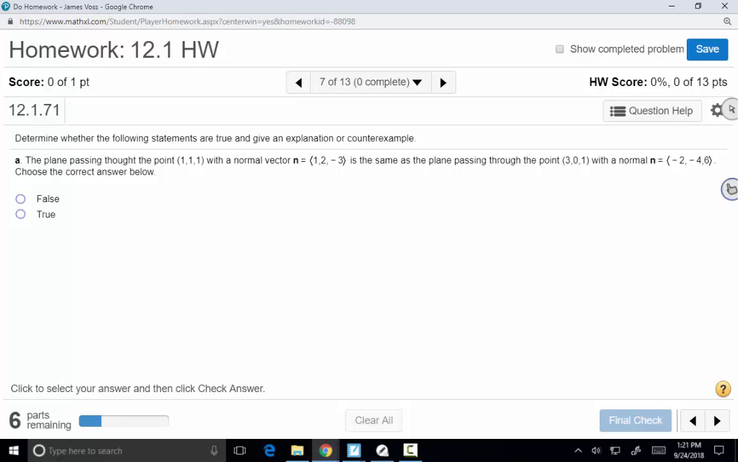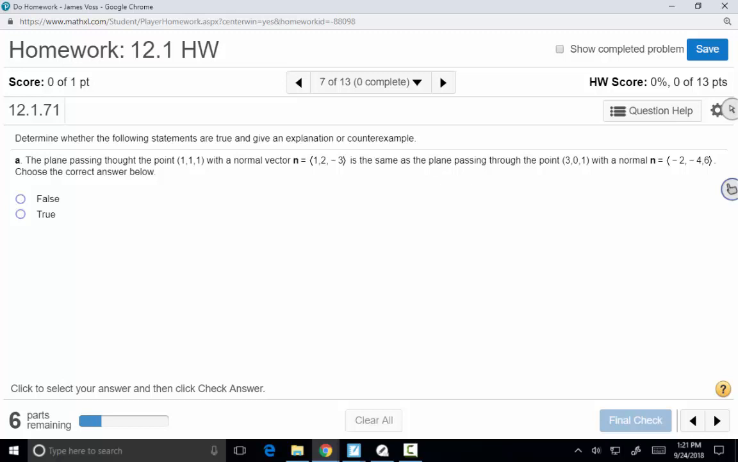Why is the normal vector not enough to determine? Because they could be parallel planes. Right. So if the normal vectors are parallel, then you have parallel planes. But if you want the planes to actually coincide, then you have to test that the equations are the same. Okay.